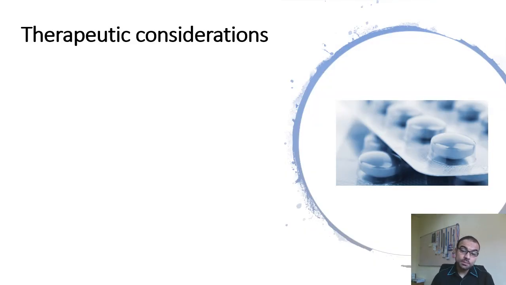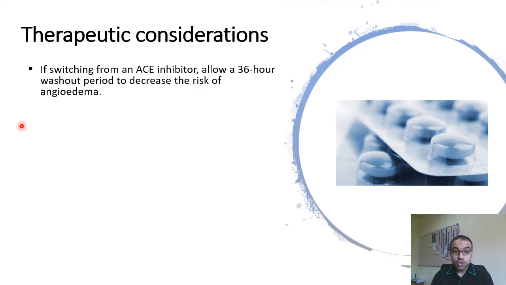So coming to the practical therapeutic consideration, as a replacement, one question: how can we shift or switch from an ACE inhibitor to ARNI, sacubitril/valsartan? To switch from an ACE inhibitor, you need a washout period of 36 hours to decrease the additional risk of angioedema. Okay, the next question: whether this washout period is also needed with ARB or not.